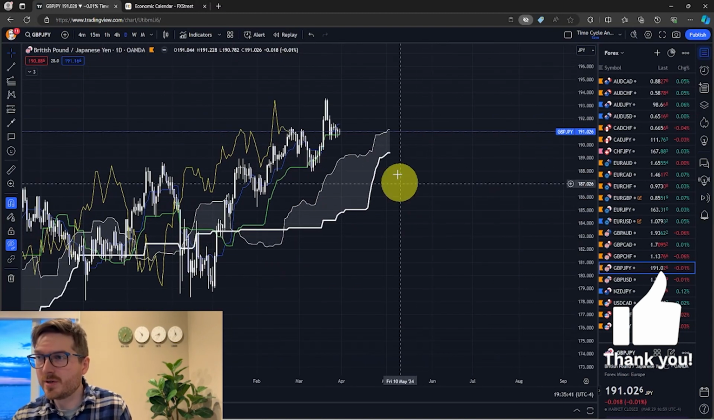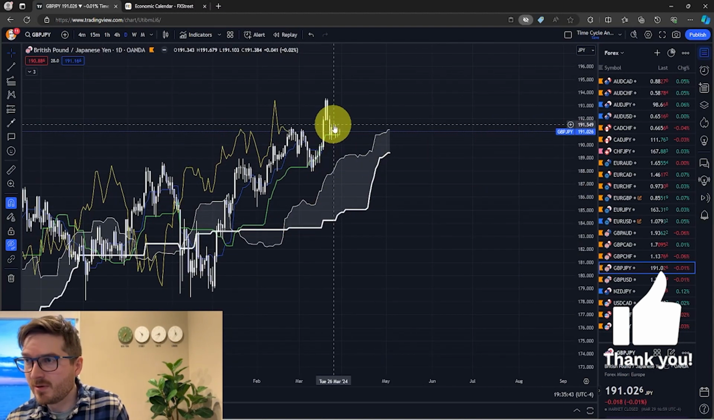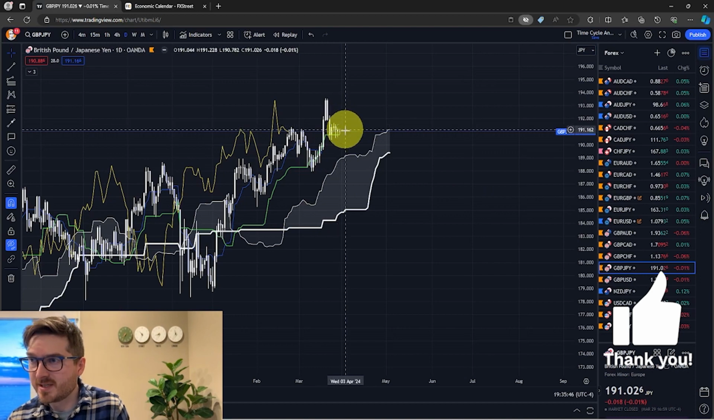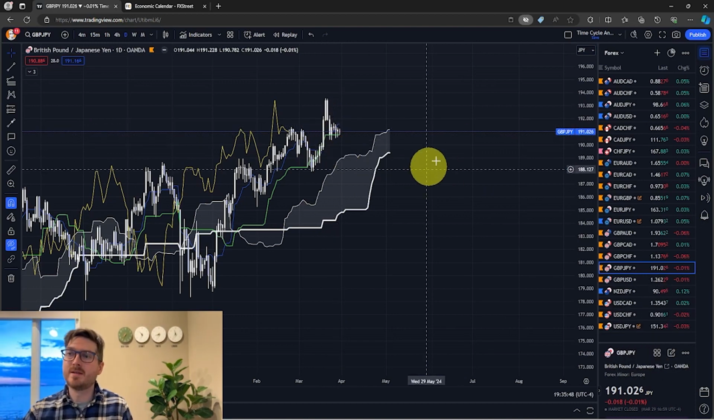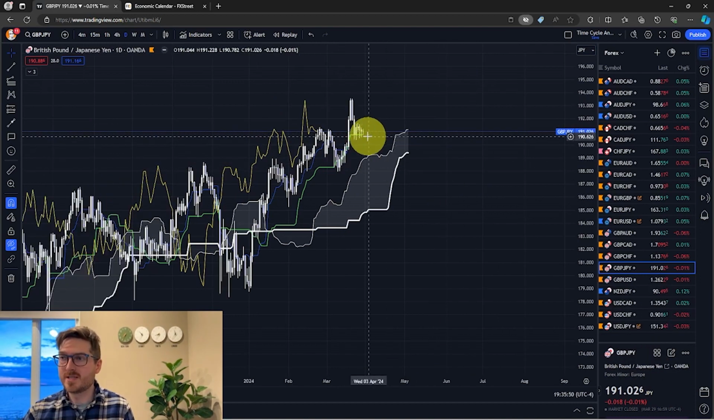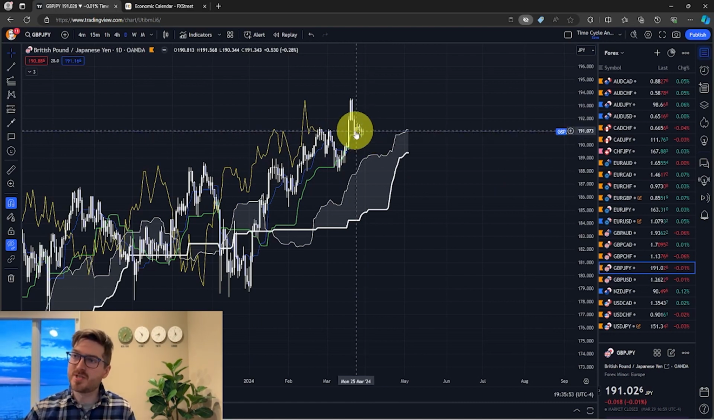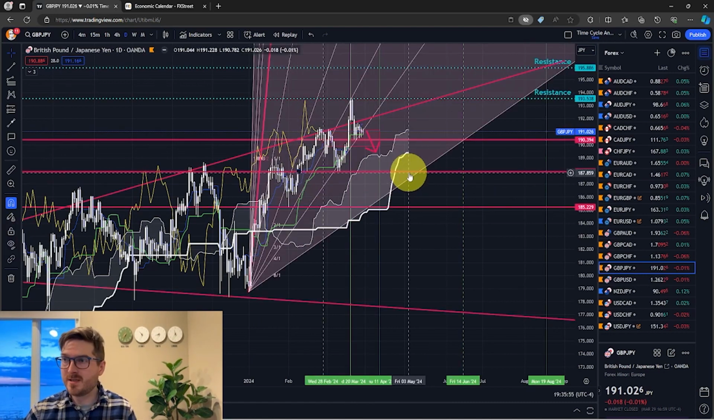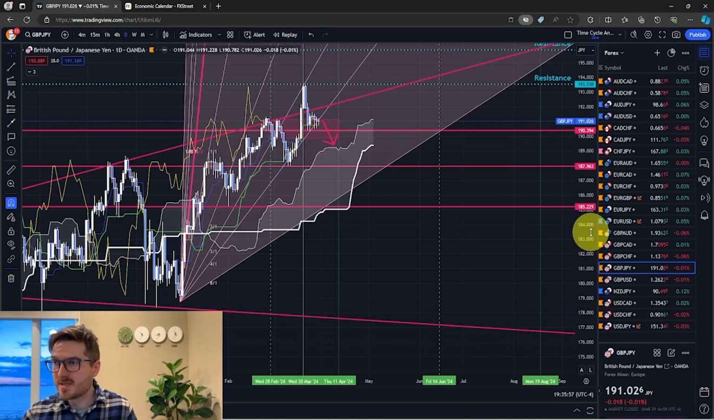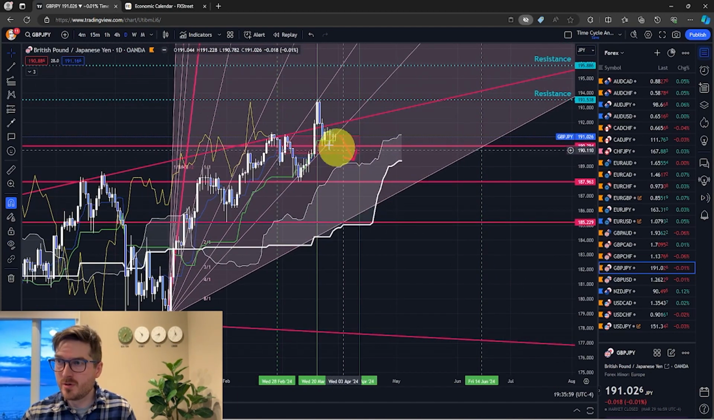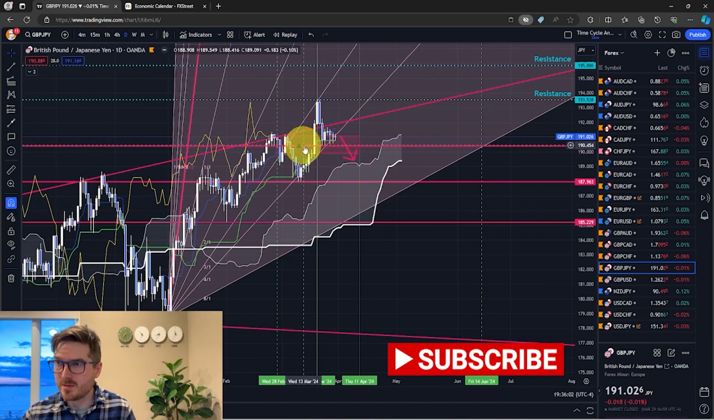On the daily chart, we got a bullish Kumo. However, price now is stuck in between the Tenkan-sen and the Kijun-sen, which is flat. So right now, guys, this is just a consolidating market. And so I've got this arrow drawn in here. So we're in this support zone here.